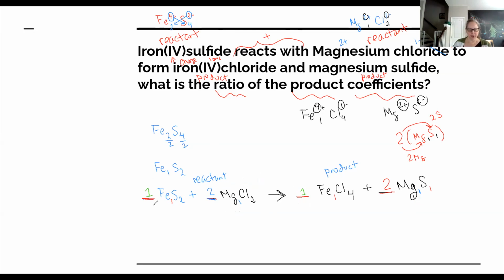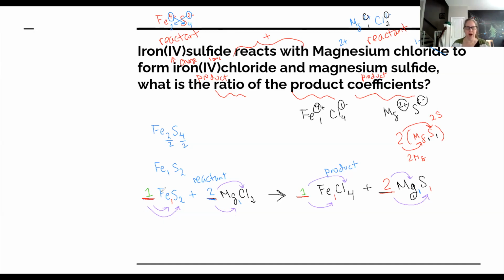1 times 1 is 1 iron. 1 times 1 is 1 iron. 1 times 2 is 2 sulfurs. 2 times 1 is 2 sulfurs. 2 times 1 is 2 magnesiums. 1 times 2 is 2 magnesiums. 2 times 2 is 4 chlorines. 1 times 4 is 4 chlorines. I am balanced. Conservation of mass has been met.